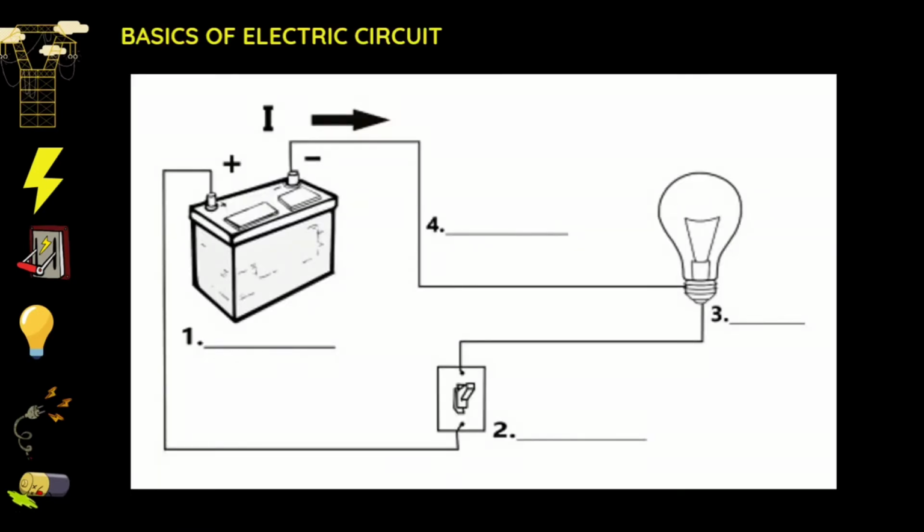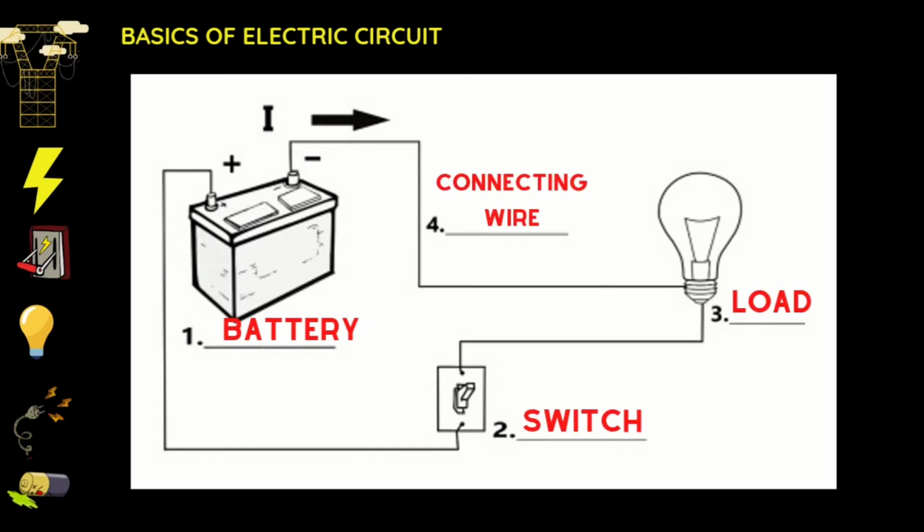So let us have this simple circuit. Let's try to answer. What do you think is the answer for number 1? What is this? Okay, very good. That is the battery. Then you have number 2, the switch. Number 3 is the load. And finally, number 4 is the connecting wire. So these are the components of an electric circuit. The battery is the voltage source or the power source.